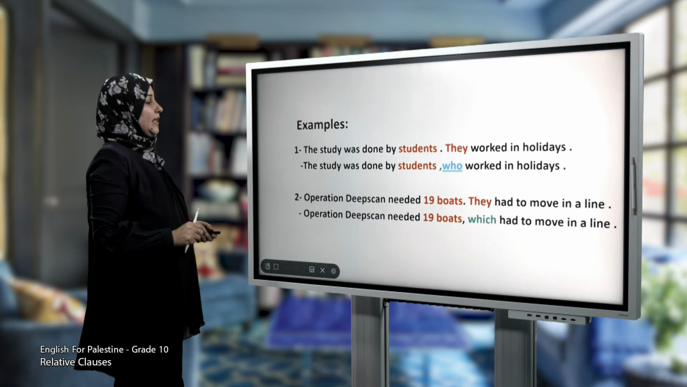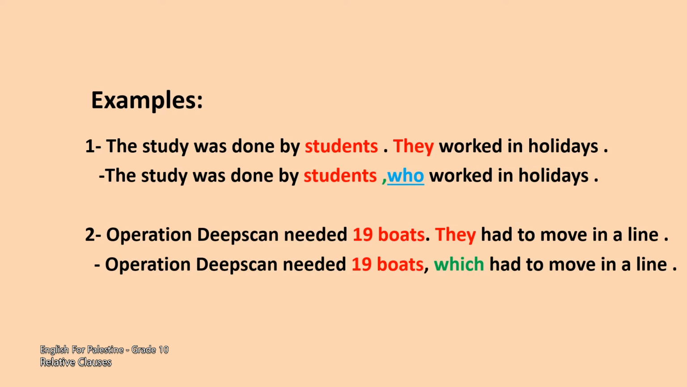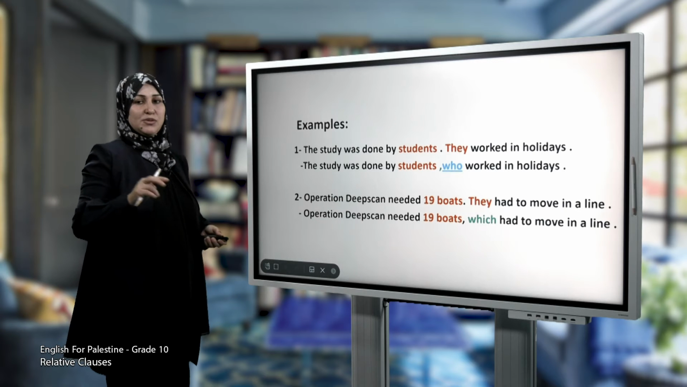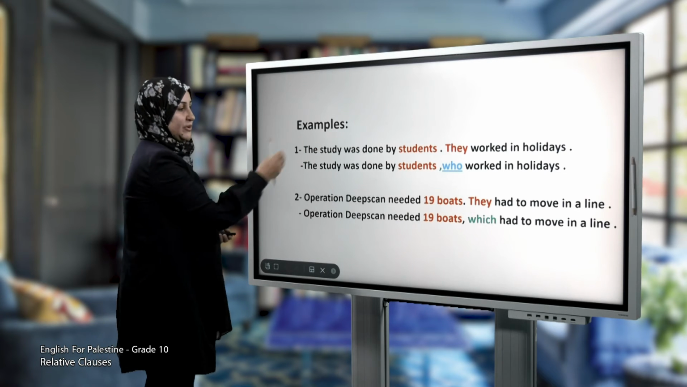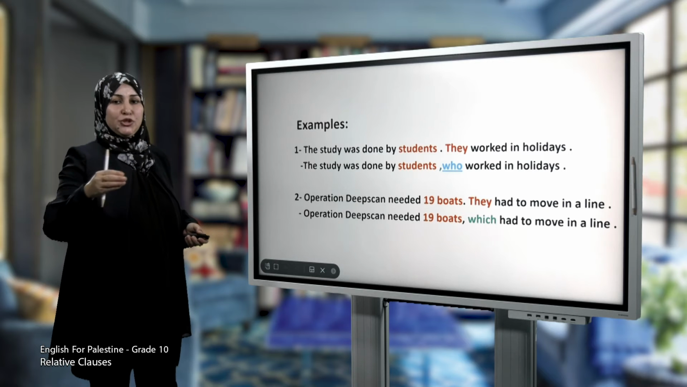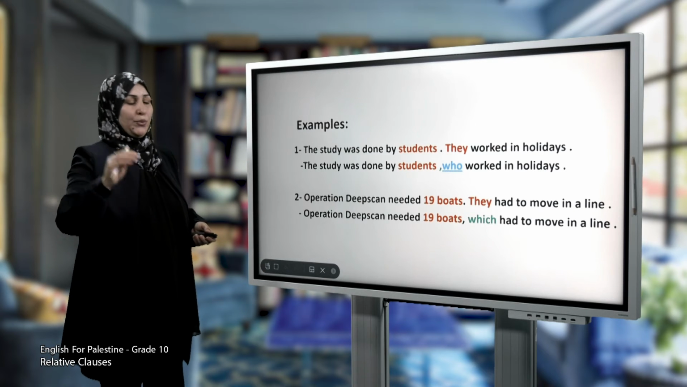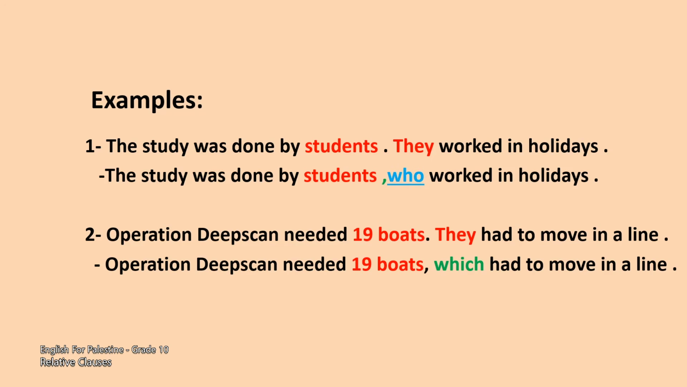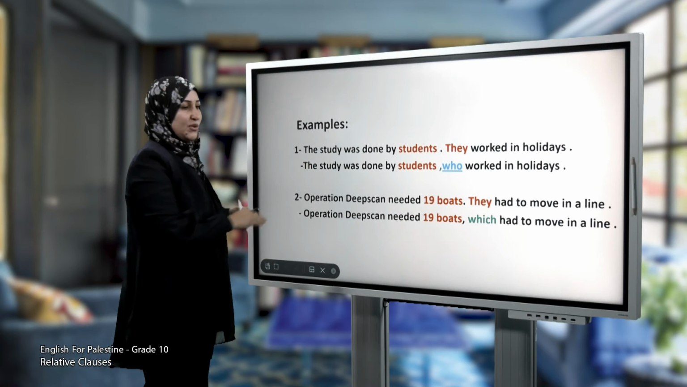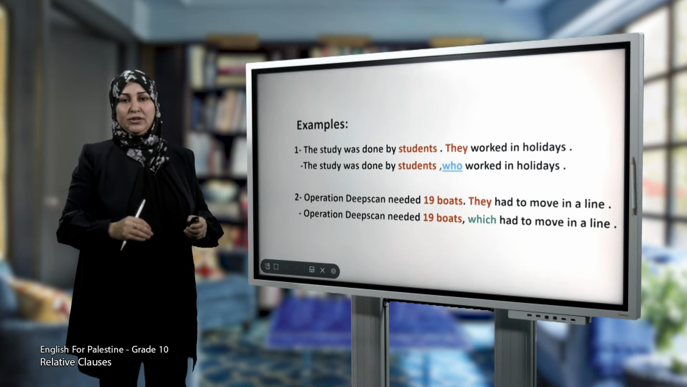Examples. The study was done by students. They worked in holidays. These two sentences are talking about the students, so we join them using who. The study was done by students. We can stop here, this is a full sentence, but I want to add extra information, so I say who worked in holidays: the study was done by students who worked in holidays.